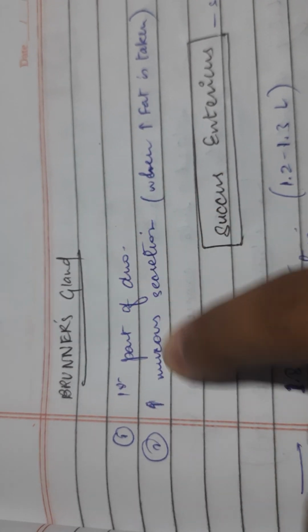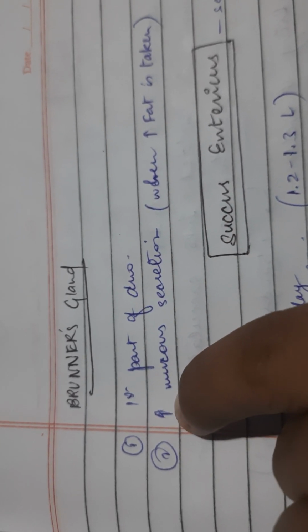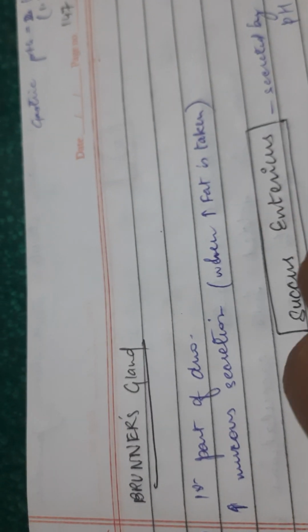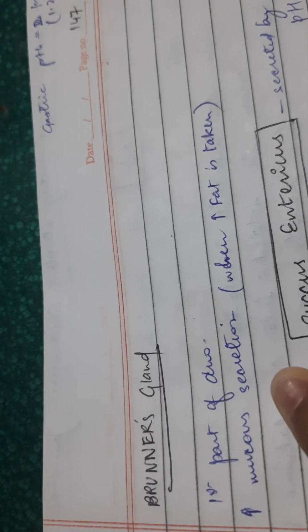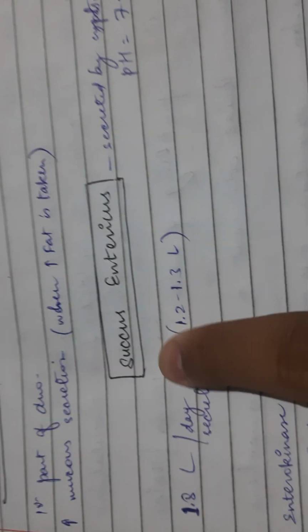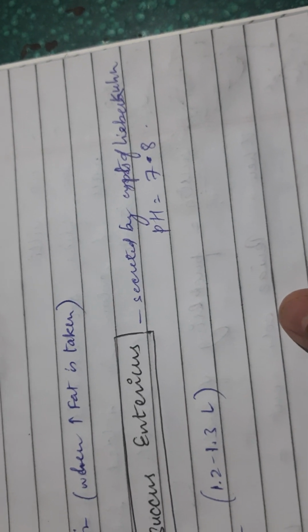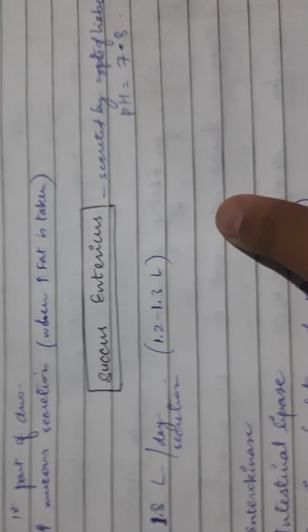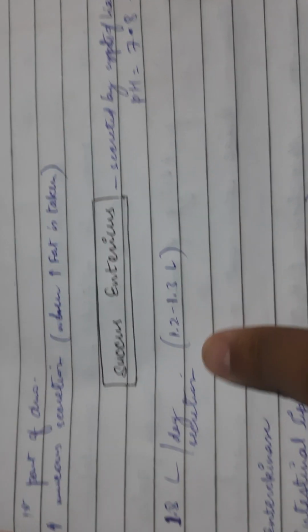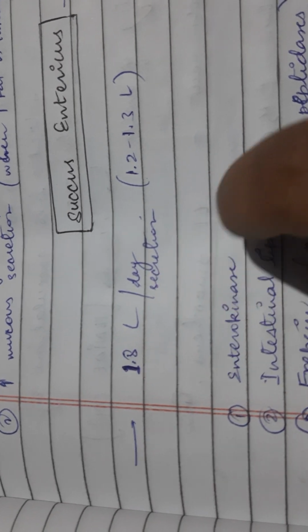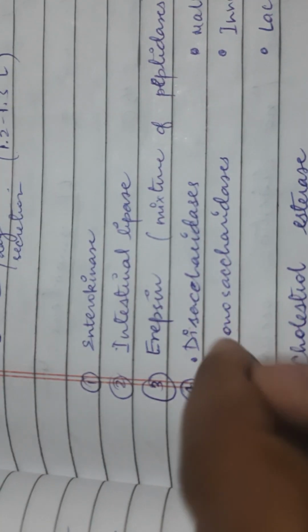Brunner's gland, in the first part of the duodenum, increases mucus secretion when fat is increased in the diet. Then succus entericus is secreted by the crypts of Lieberkühn. The pH is 7.8, and 1.8 liters per day is secreted.